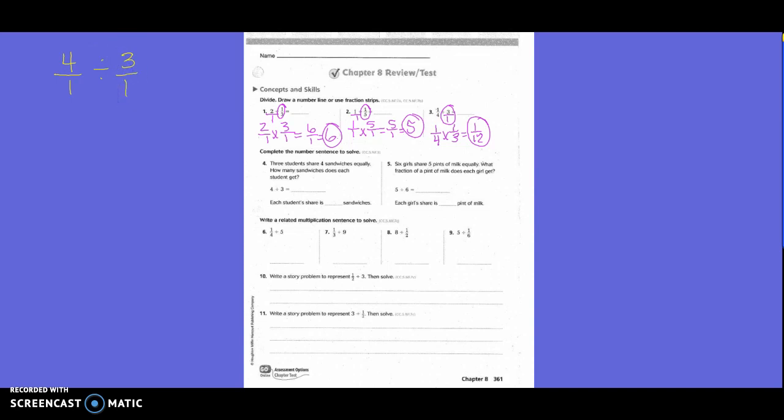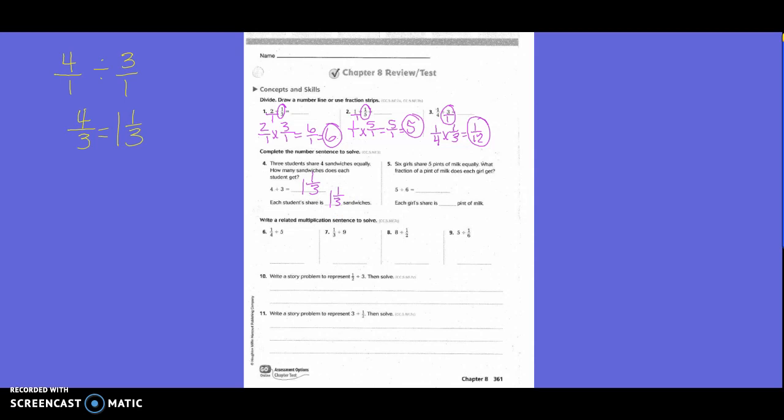Or we also learned that since we have whole numbers in fraction form, we could write that as 4 over 3. Which also equals what? Which equals 1 and 1/3. So 4 divided by 3 is 1 and 1/3. Each student's share is 1 and 1/3 of the sandwiches.